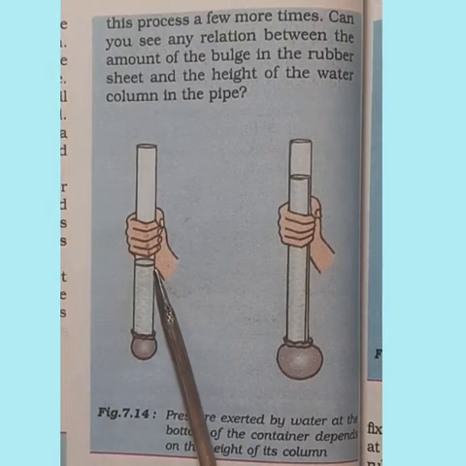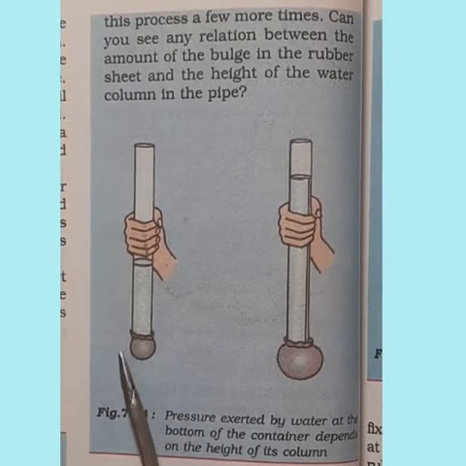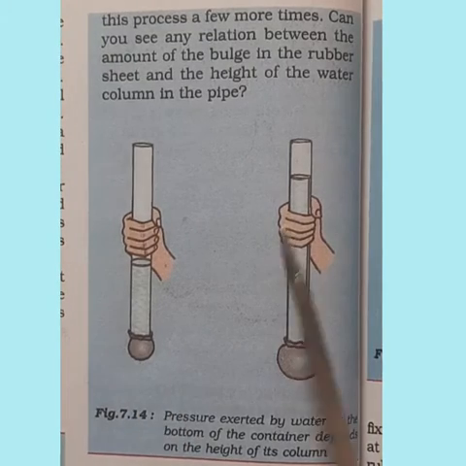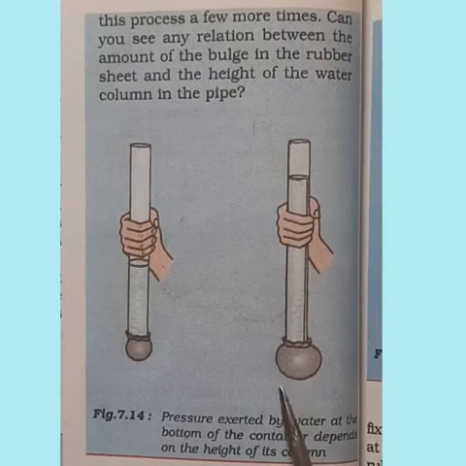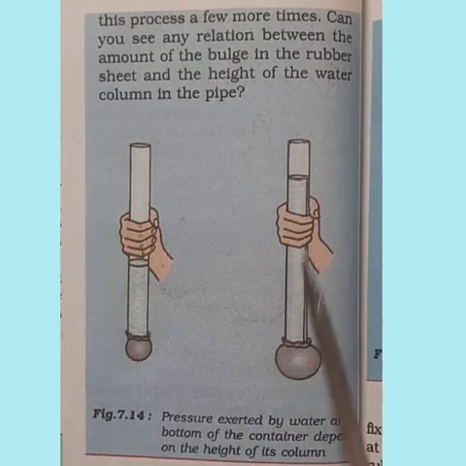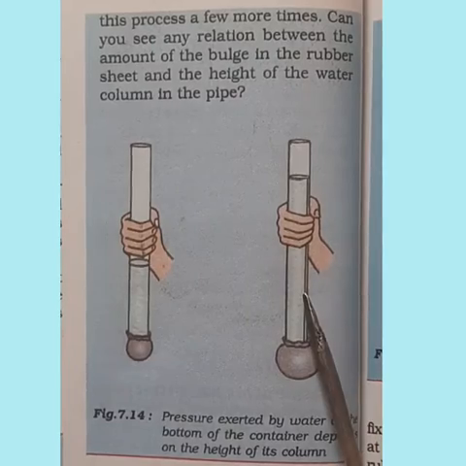So, here water is only so much, so you can see a small bulge in the rubber sheet. If water is more, then the bulge is also more, and it depends upon the height of the column, isn't it?